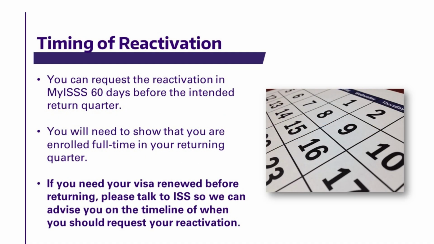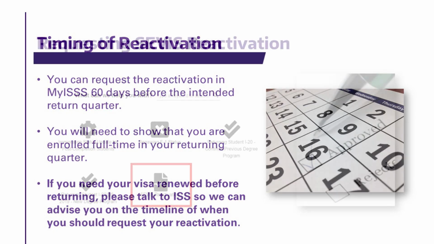The timing of the request is very important when requesting a SEVIS reactivation. You can request the reactivation in MyISSS 60 days before the intended return quarter. You will need to show that you are enrolled full-time in your returning quarter before your request can be processed. If you need your visa renewed before returning, please talk to an ISS advisor so we can advise you on the timeline of when you should start your request.